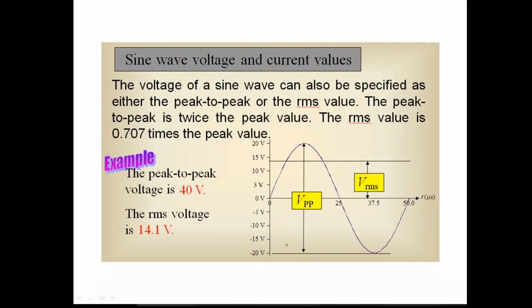So the voltage of a sine wave can also be specified as either a peak to peak or RMS value. RMS means root mean square value. So the peak to peak is twice the peak value, since it is a symmetric waveform, symmetric about the x-axis.